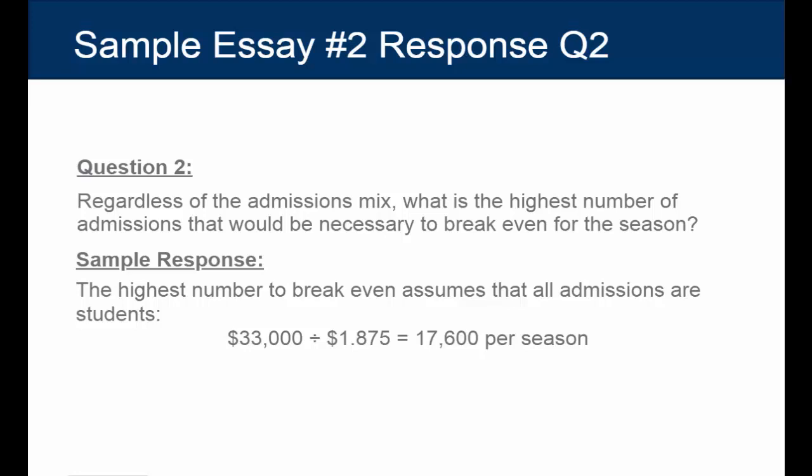Therefore, the maximum number of admissions is 17,600 per season, and that would have been the correct answer for our full question. So don't be upset or nervous if you've not gotten the correct answer. It just means that this is an area that you need to spend a little bit more time studying.